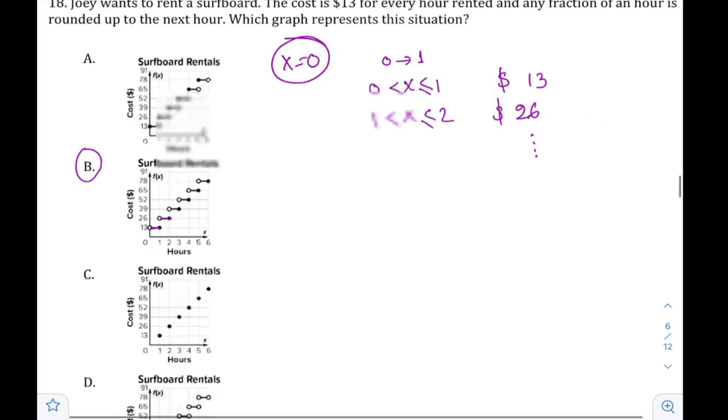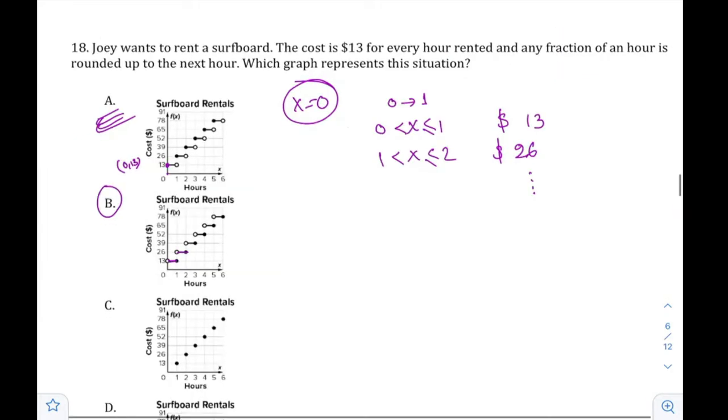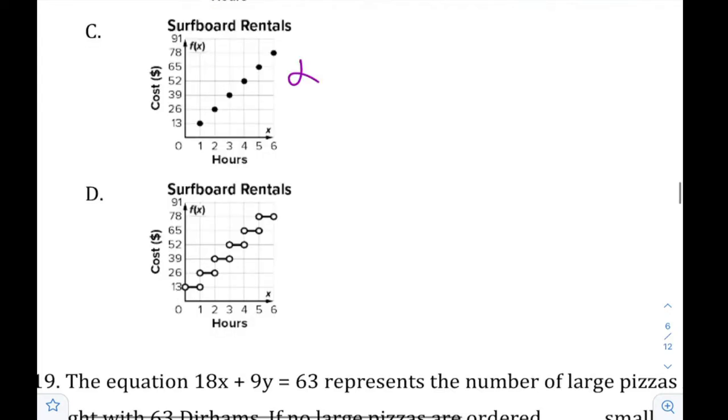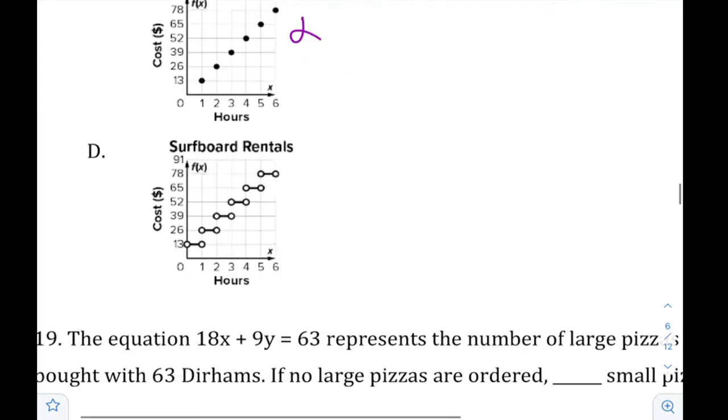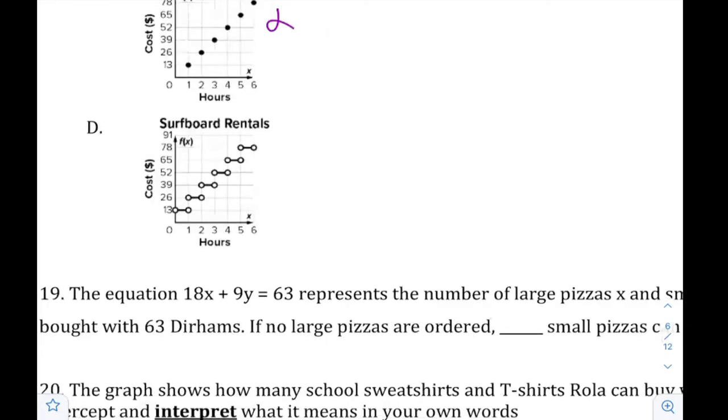If you check this one, it is very similar, but it shows that if the number of hours is 0 and you rent nothing, you will pay the 13. The closed circle here means 0 and 13 is included, which is not the right one. This one is not the correct idea because it's not discrete. And this one also is not correct because all of the intervals are open. The fourth choice is not a good choice because it is not showing the correct interval.